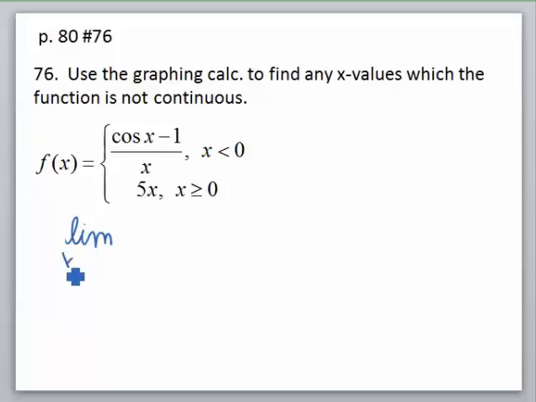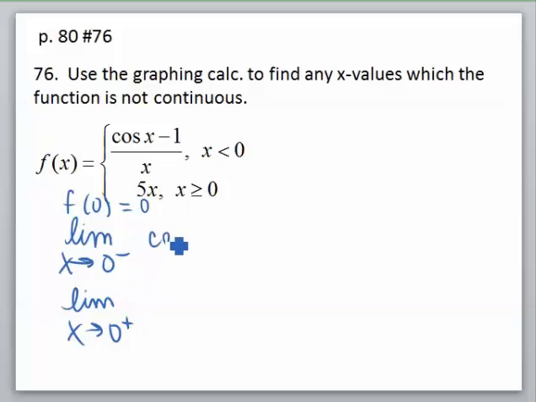So I'm going to check the limit as x approaches 0 from the left, and the limit as x approaches 0 from the right. And I just need to make sure that f of 0 exists, and it is the same number. f of 0 is 0. It would fall underneath this function right here. From the left would be the top function, so cosine x minus 1 over x. This is one we are supposed to memorize, so this limit is equal to 0.